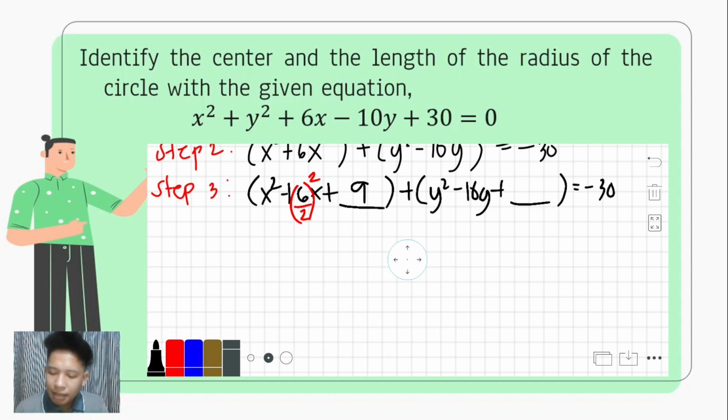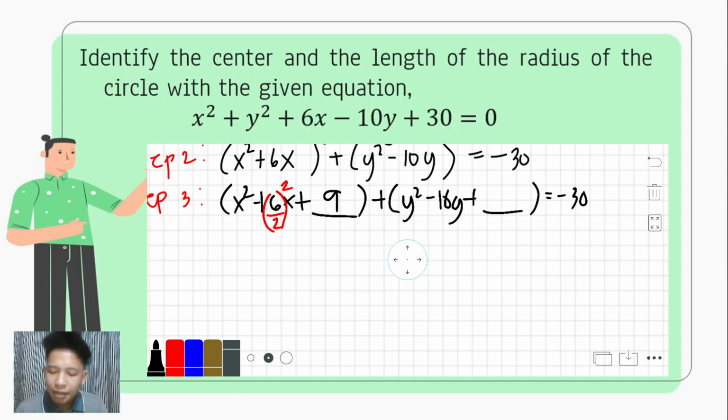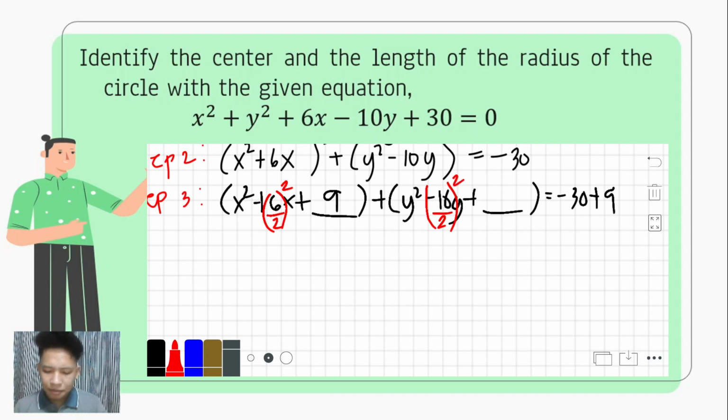And a rule in mathematics is that if you add something on the left side, then you must also add a certain value to the right side. So we have here plus 9. Okay? Next is that we have negative 10 divided by 2, and then we're going to square it. So we have negative 5. And the square of negative 5 is positive 25. So we're going to add positive 25. And so with the other side of the equation.